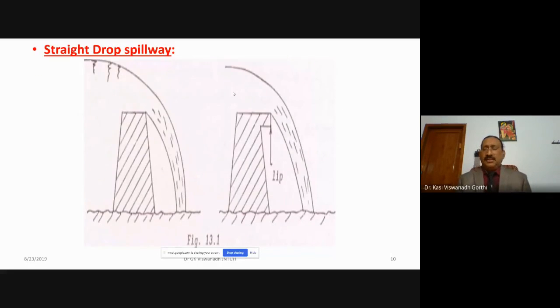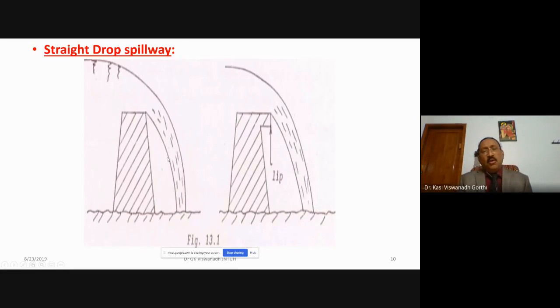Straight drop spillway: a weir wall is there. Over and above the crest level of the weir, all the water which is coming flows to the downstream portion in the form of a nappe. This is the sheet of water which is falling to the downstream portion. Over and above the crest level of this solid weir wall, the excess water flows to the downstream in the form of a sheet of water known as a nappe.